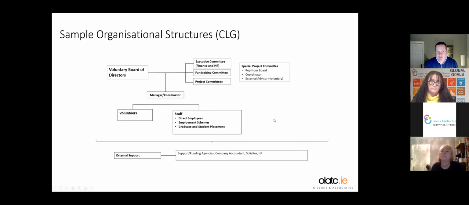You might have the staff. So staff might be direct employees, employment schemes, graduate and student placement. I'll talk about that later on. And you're going to have volunteers.